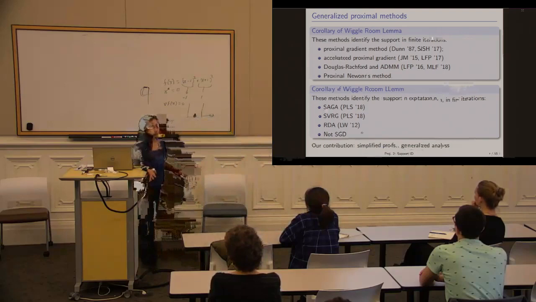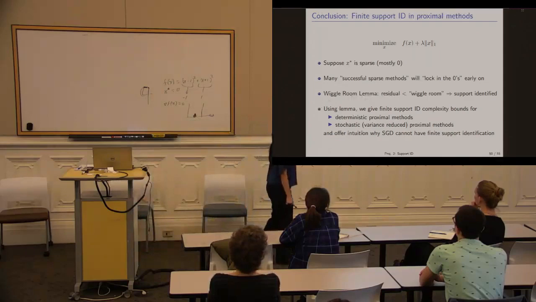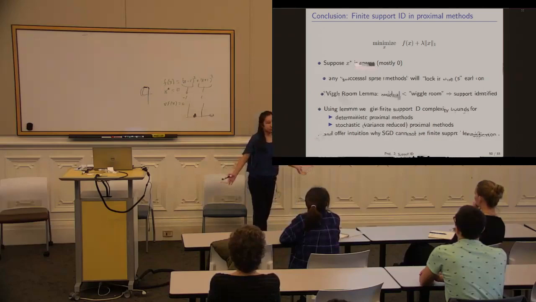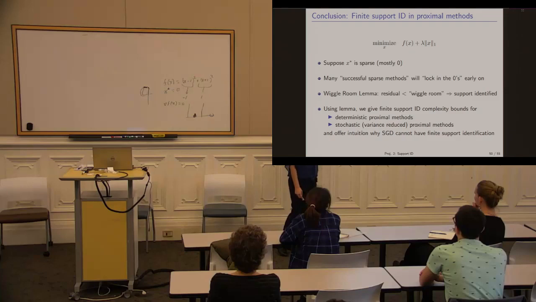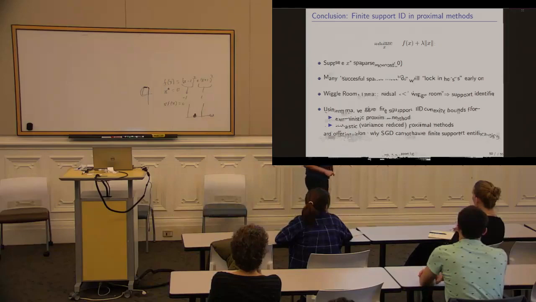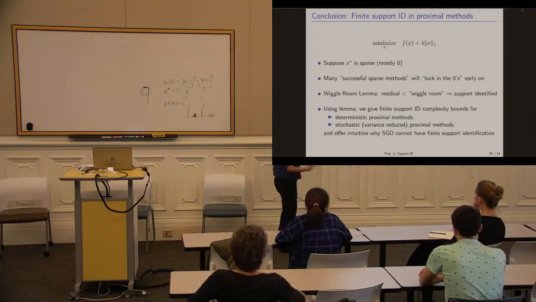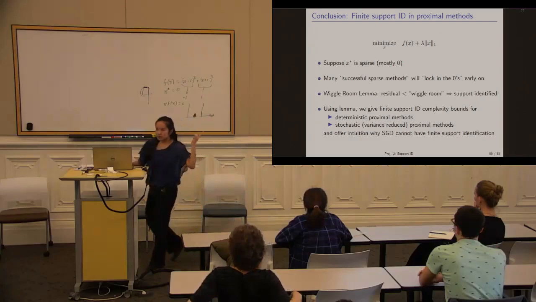Okay. So that's the main point here. What we're trying to do is solve this sparse optimization problem where we know the solution is sparse, so mostly zero. We're looking at a family of methods, these proximal methods, that we have observed in practice tend to lock onto the zeros early on. They tend to be able to identify the support early on. We characterize this using this wiggle room lemma, which we show using that geometric proof. From that lemma, we're able to give finite support complexity bounds for deterministic proximal methods and for stochastic variance-reduced proximal methods, but not for stochastic gradient descent. Instead, we just offer some intuition as to why it cannot happen. So this is the second project, and I'll pause here to ask if there are any questions.